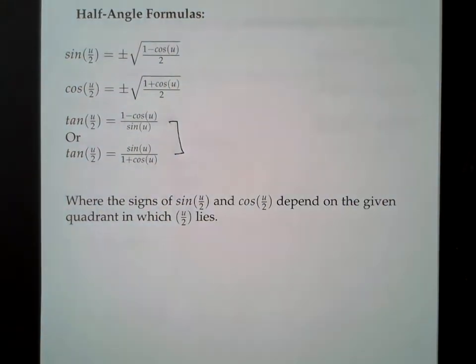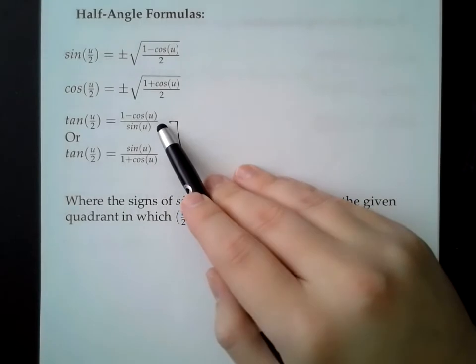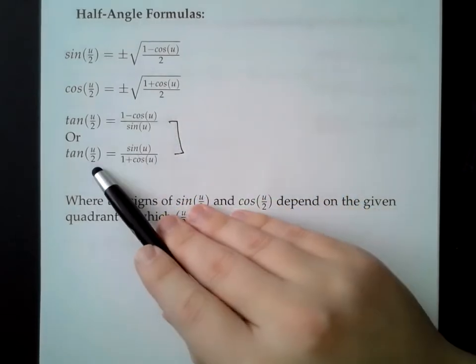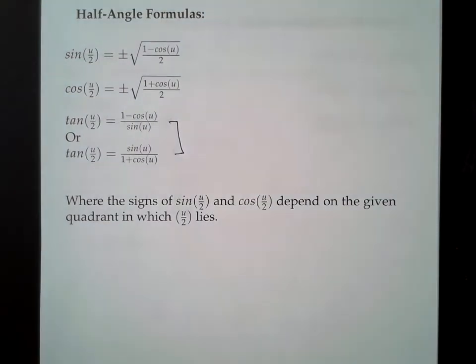ways to write tangent. So tangent of u over 2 is equal to 1 minus cosine of u over sine, or tangent of u over 2 is equal to sine of u over 1 plus cosine of u. And again, this is going to be based off your own experience, which one is going to be more useful when it comes to simplification.